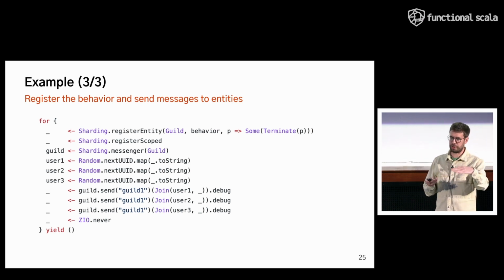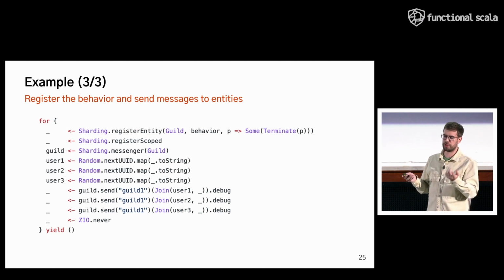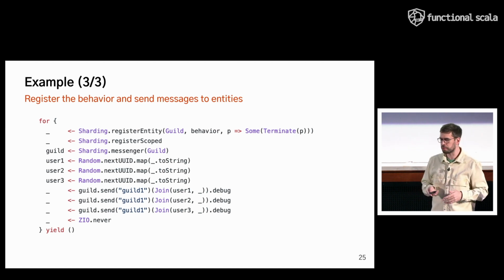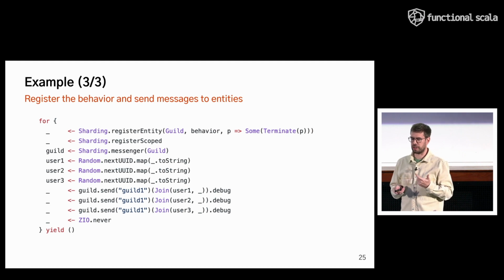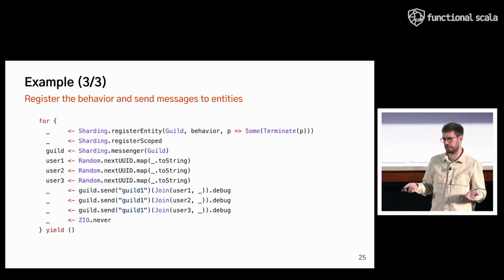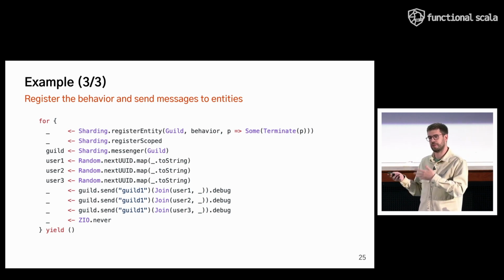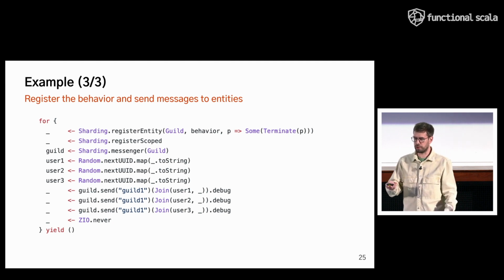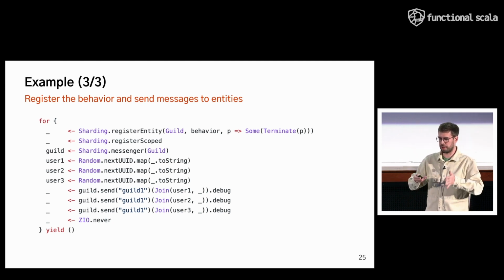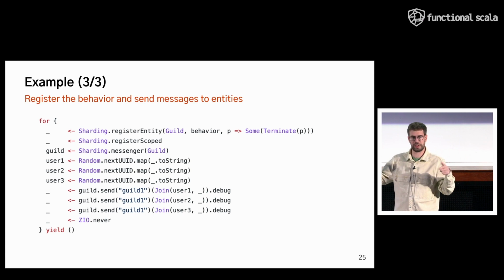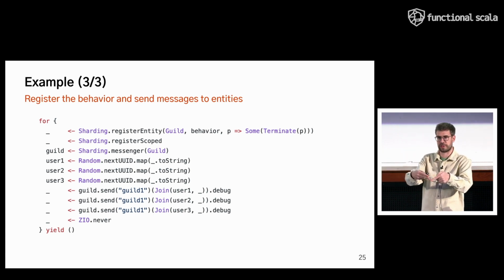You can call register and unregister manually. If you use registerScoped, it's going to unregister for you. And then you get this object by using sharding.messenger. You get a guild object, and using this messenger object, you can send messages to guilds, addressing them by ID. So here there are a few examples below: guild.send guild1, and then Join. It's going to send the Join message to that guild. So you can send that from multiple nodes at the same time, and all those messages are going to end up on the same server.